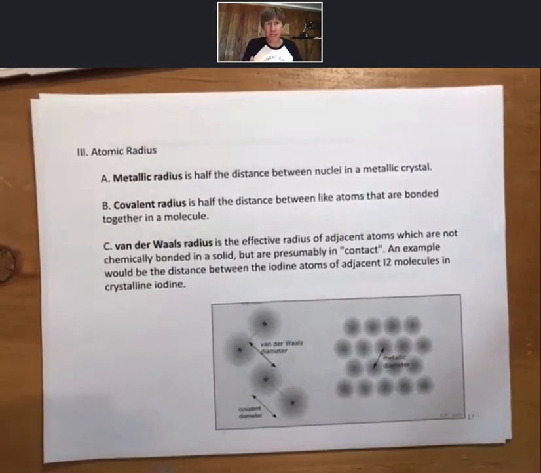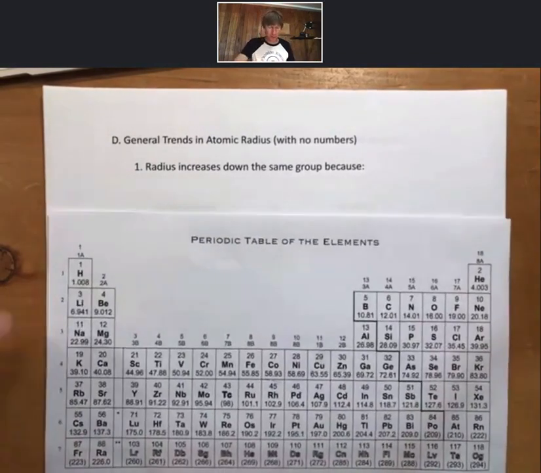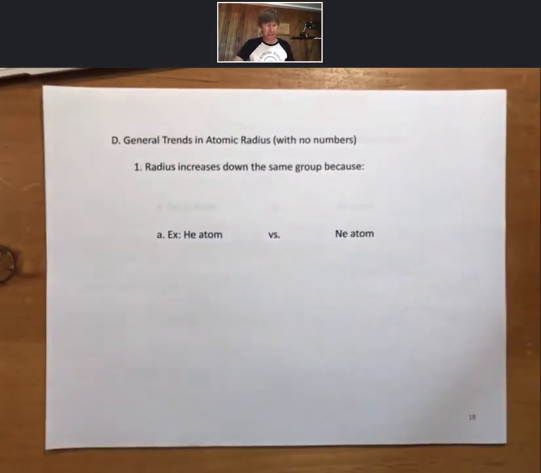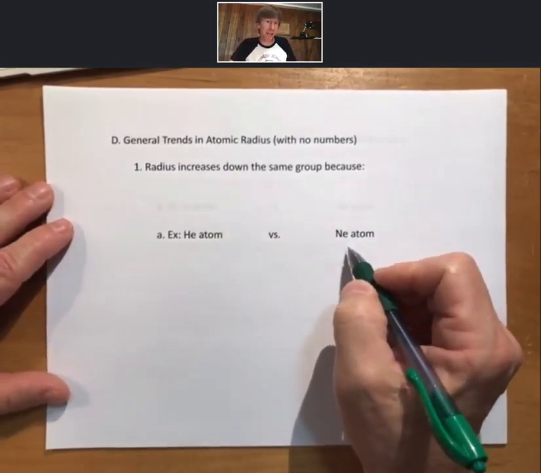So we're not going to define radius specifically. We are going to talk about trends in radius, though. And there are 2 general trends that you have to know. One is that radius increases down the same group. And just a refresher, a group is a column in the periodic table. Down the same group, our example is going to be helium and neon. They're in the noble gas group.